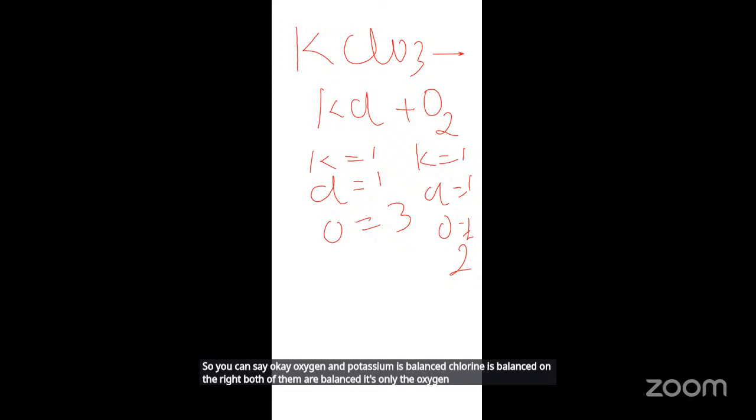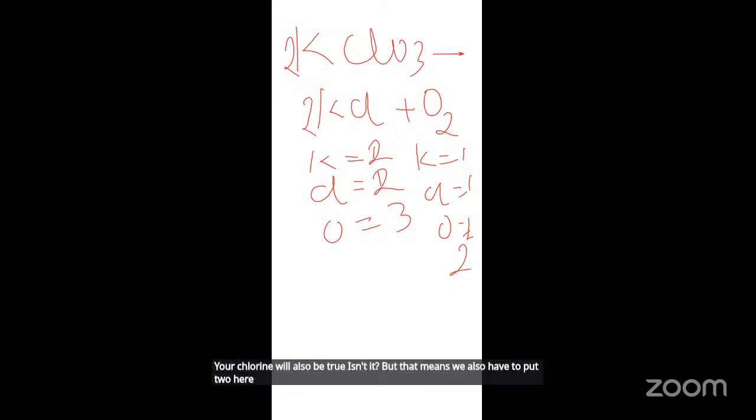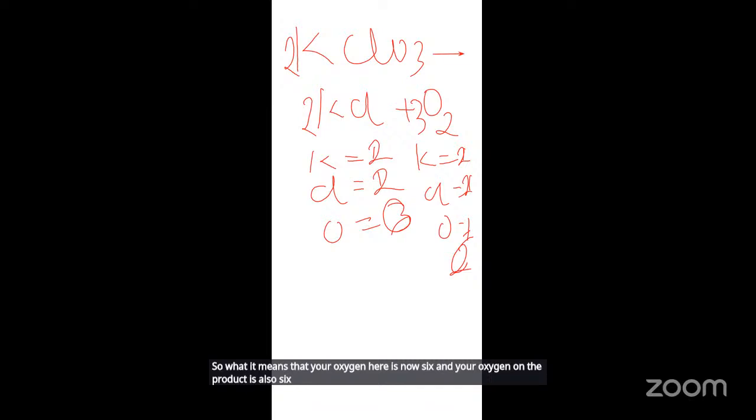So what do we do? If we put 2 here, your potassium here will now be 2, your chlorine will also be 2, isn't it? But that means we also have to put 2 here. So your potassium here is also 2, your chlorine is also 2, your oxygen is now 6. That means you have to put 3 here. So your oxygen here is now 6, and your oxygen on the product is also 6. So that is how to balance your chemical equation.